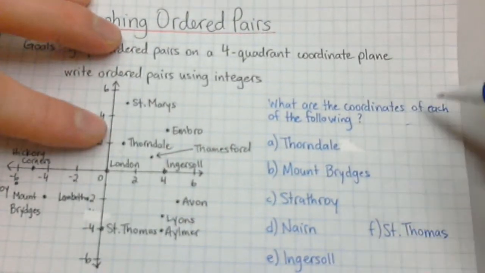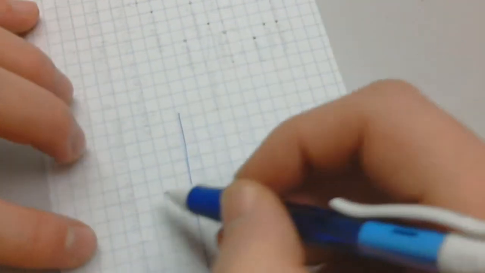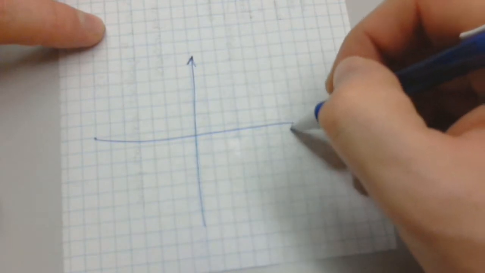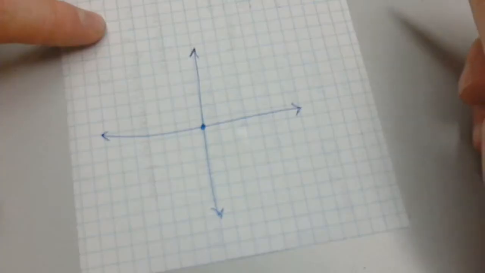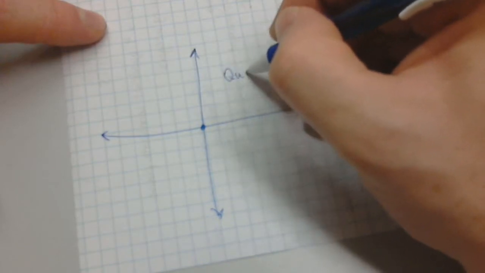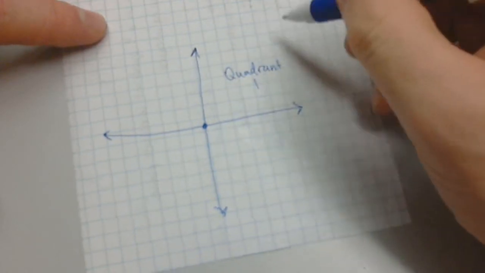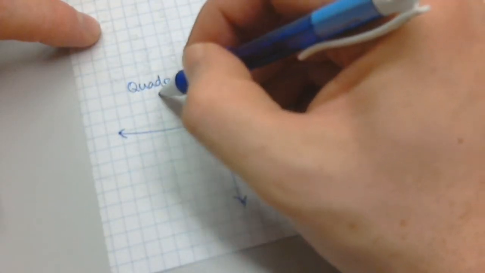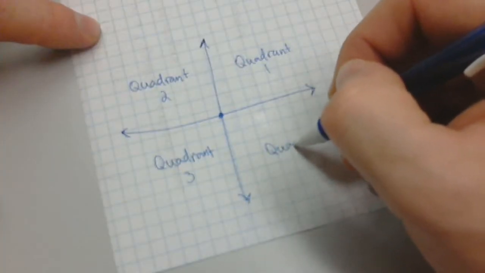Okay, and what I'll do is I'll just, over on this side for just a quick sec, just draw you a really quick diagram. Now, let's assume for a second that this is our coordinate plane. Here's the origin. This is called quadrant 1. And this is called quadrant 2. This is called quadrant 3. And this is called quadrant 4.